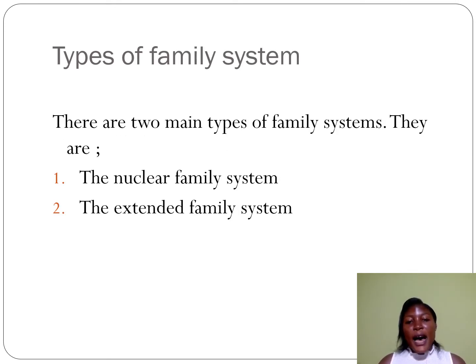Now we are looking at the types of family systems. There are 2 main types of family systems. They are 1. The nuclear family system. 2. The extended family system. Now let's look at them one after the other.